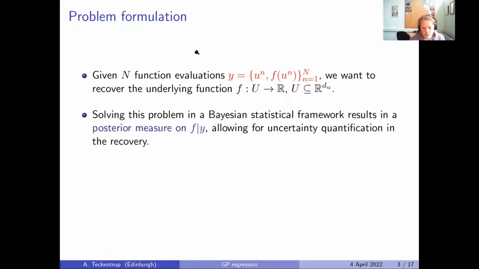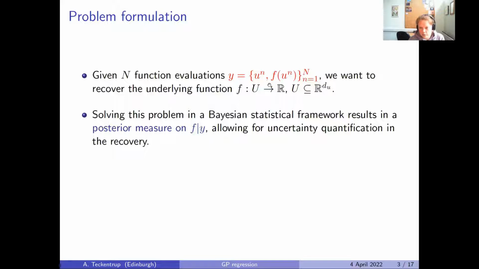Okay. So what is the problem that I'm interested in solving? I have some unknown function f defined on some domain U, for simplicity scalar valued. Everything extends to vector valued as well, but I'll stick to scalar valued for this talk. What I know about the function f is just this data y. So I have these n function evaluations: some points in the domain of f and the corresponding function values, and I have a finite number of those.